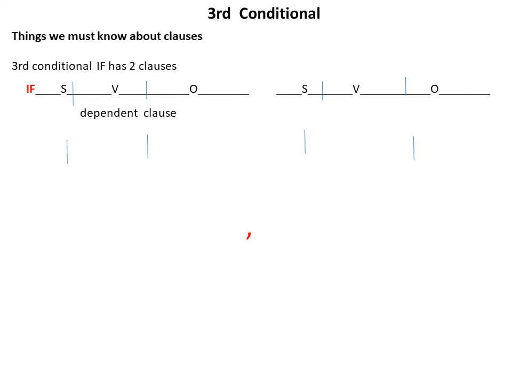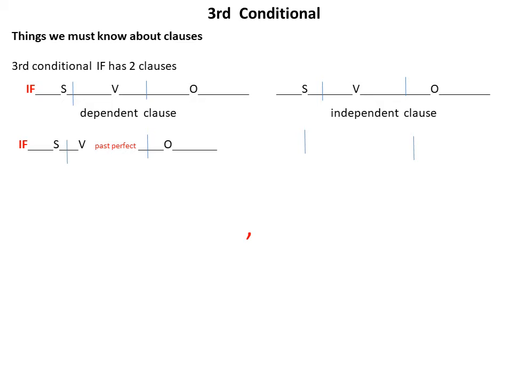There's our dependent clause. We call it the if clause, our dependent clause. And then the other clause, we call it the independent clause. That means the dependent clause can only function with our independent clause. Together they function. When you remove the independent clause, the dependent clause cannot function. But, on the other hand, the independent clause can function individually or with the dependent clause.